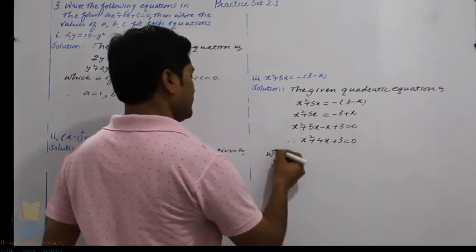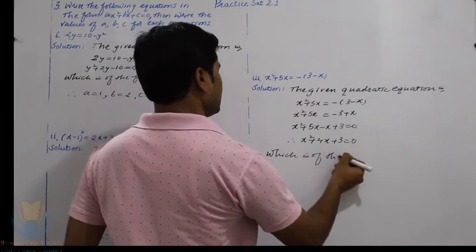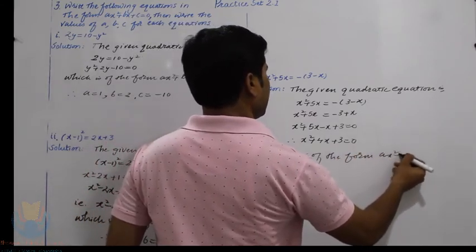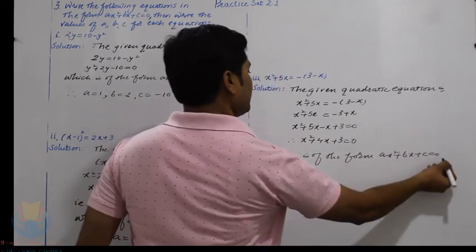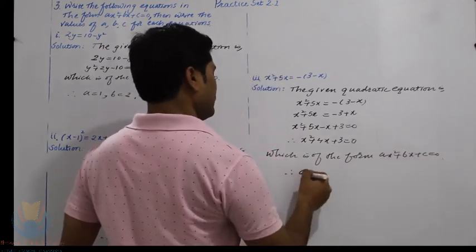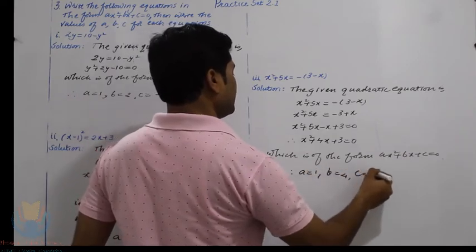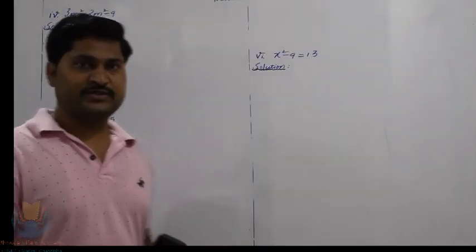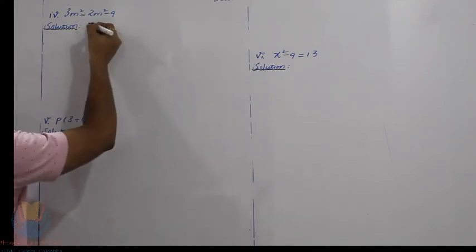So again we will write, which is of the form ax square plus bx plus c is equal to 0. Therefore the value of a will be 1, that of b will be 4, that of c is 3. Let's continue with the fourth sum. Here also we have to write this given quadratic equation as it is in the solution.